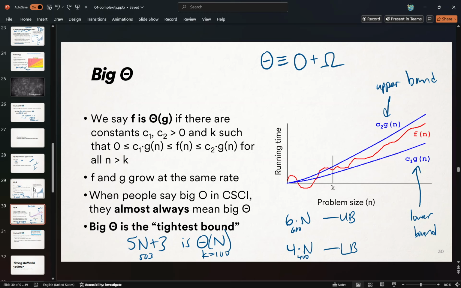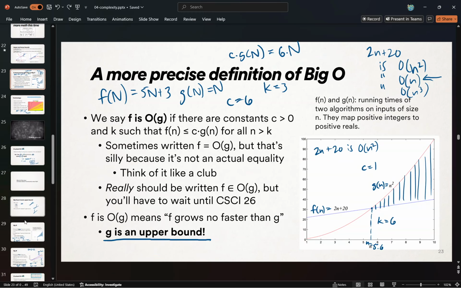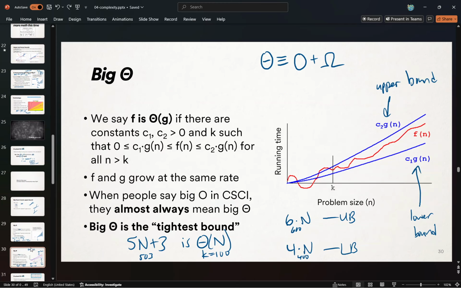So we've got a bunch of options now. Big O is an upper bound. Big omega is a lower bound. And big theta is the tightest possible bound. I guess there's multiple answers if you put constants out in front, but if you didn't, there's only ever going to be one answer.